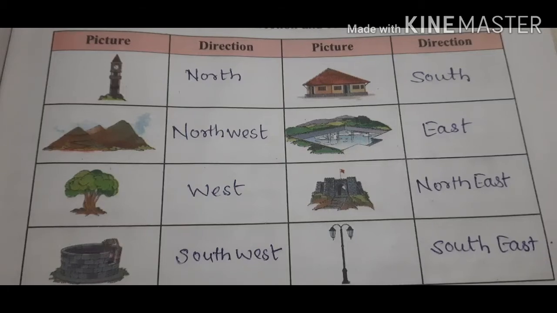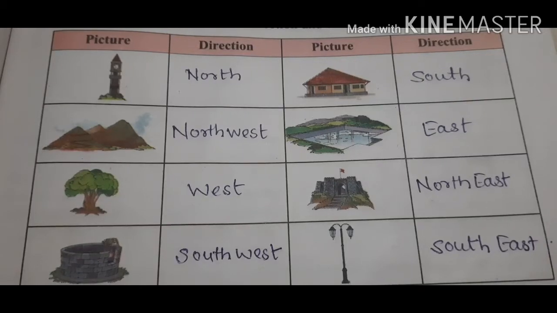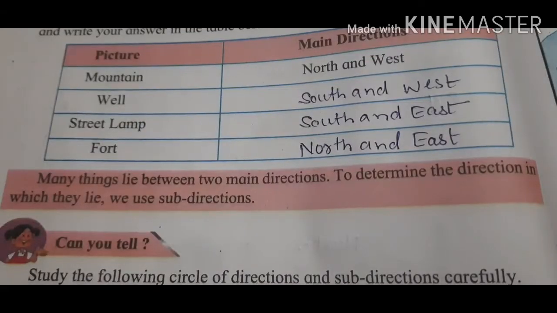northwest, tree is in west direction, well is in southwest, house is in south, lake is in east, fort is in northeast direction, and the street lamp is to the southeast. So students, you can see here mountain is between north and west direction. So that is why it comes under northwest direction.